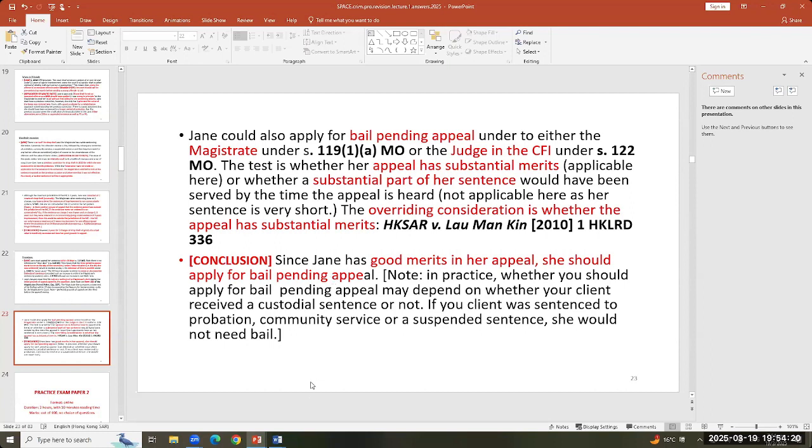But of course, whether she should apply for bail pending appeal or not depends on the type of sentence she's received, right? If she's got a non-custodial sentence, obviously you don't need to apply for bail pending appeal. But here she's been sentenced to imprisonment. So unless you apply for bail, she'll be remanded until her appeal is resolved. Okay? Any questions for the first paper?